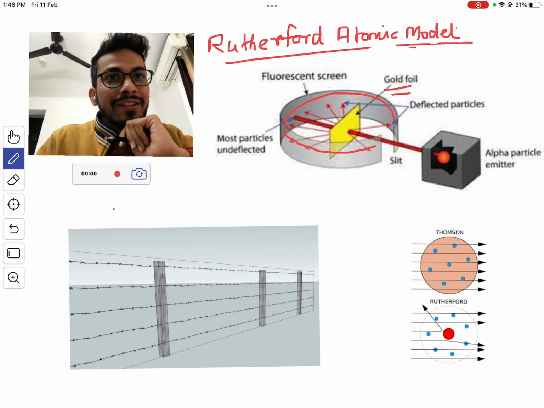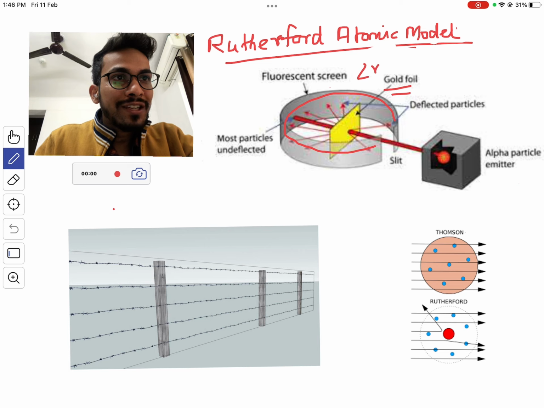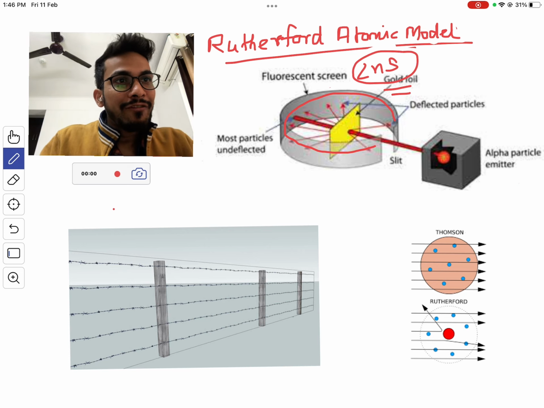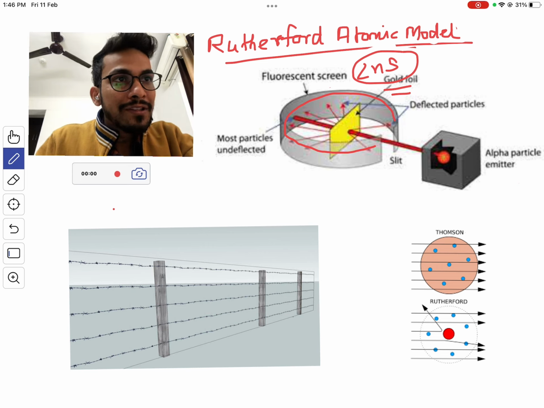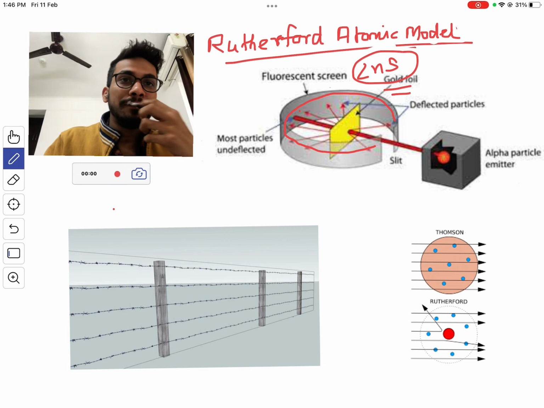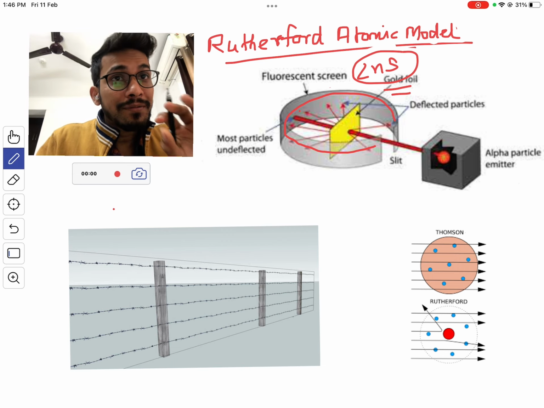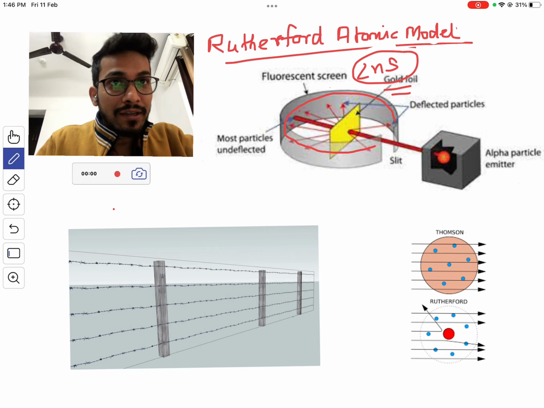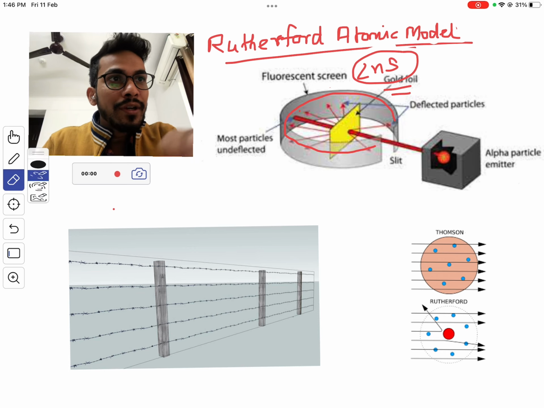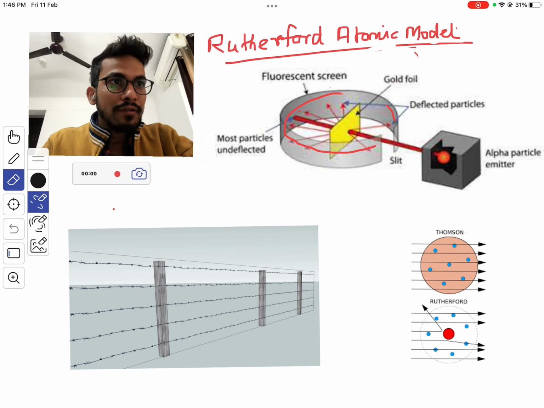After that, what is this fluorescent screen? This is made up of zinc sulfide. And what is the property of this fluorescent screen? If any charged particle, after passing through the gold foil, strikes this fluorescent screen, then the screen will glow, and in order to observe this screen, the room should be dark, right? So this is it. Now let us understand each component in detail.